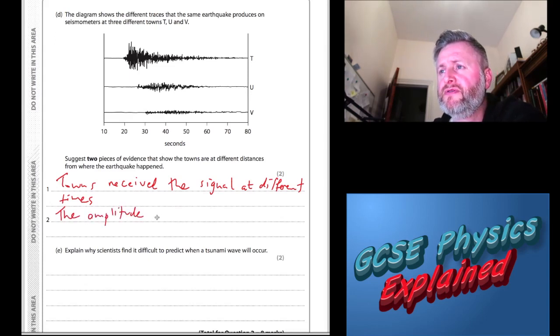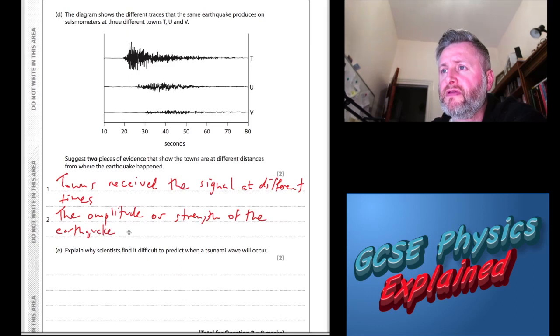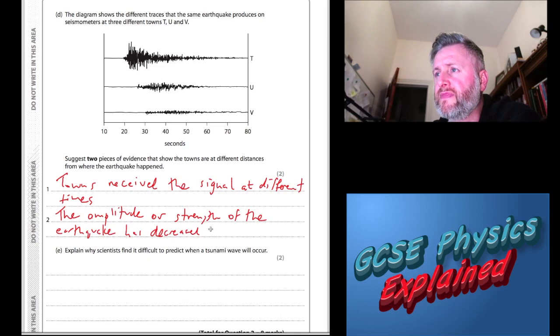The amplitude or strength of the earthquake has decreased from town T to U to V.